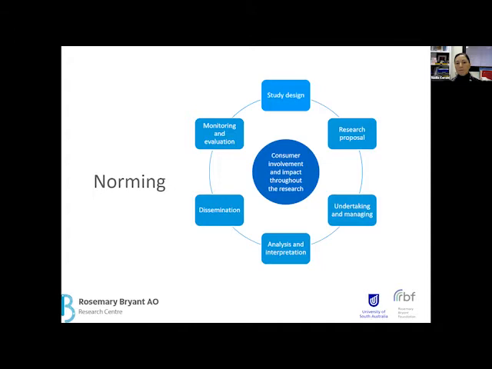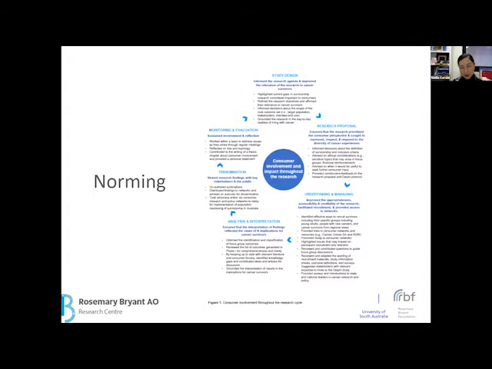What Imogen and Julie did is they got together towards the end of the PhD and documented very carefully all of the different ways that Julie and consumers more broadly were involved in the research and what the impact of that involvement was. I could spend an entire presentation talking about that, and I'm happy to share further information, but we spent a lot of time documenting that process and impact.